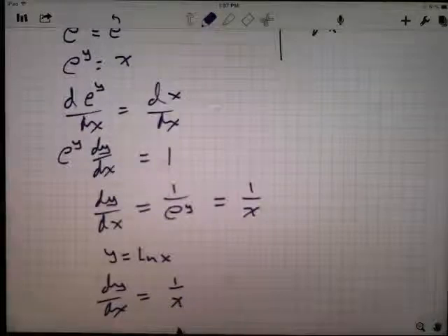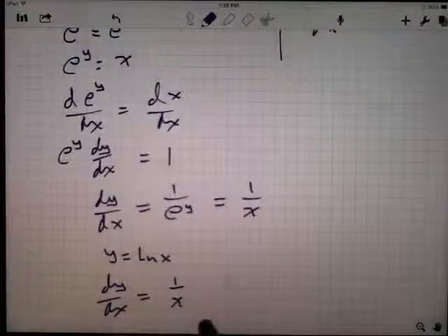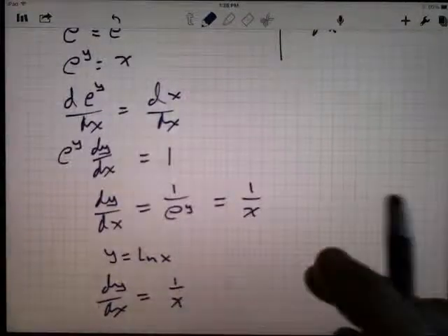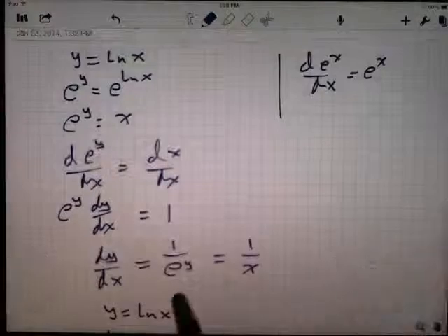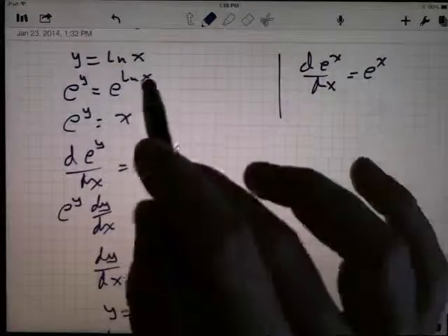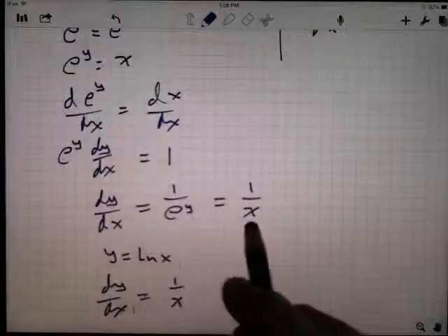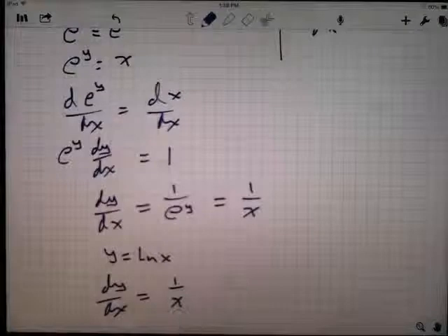In this form, it doesn't really look like the derivative of the inverse function is the reciprocal of the derivative of the function with the other variable plugged in, but it does at this stage, before you substitute back in to get x's. Derivative of e to the x is e to the x. The derivative of the natural log of x is 1 over e to the y. But then make that substitution back to x's, and you get the function of x.